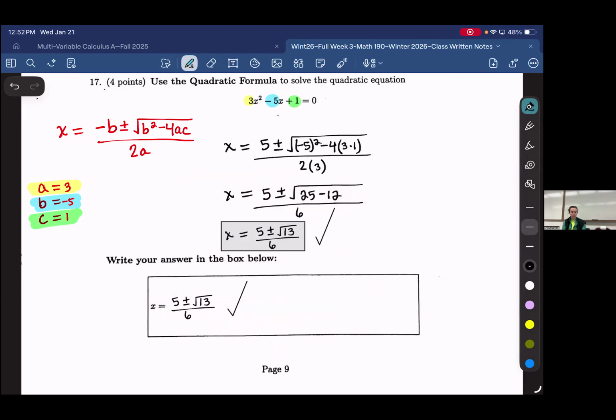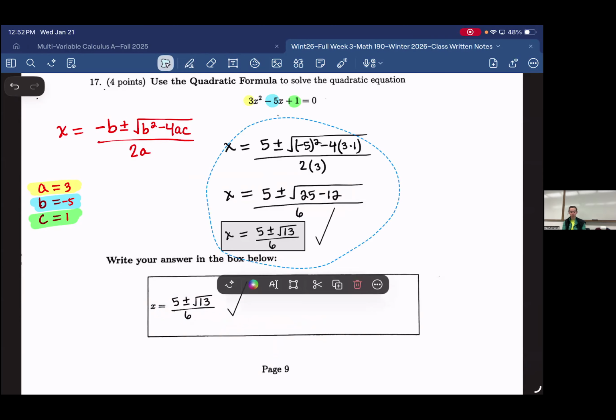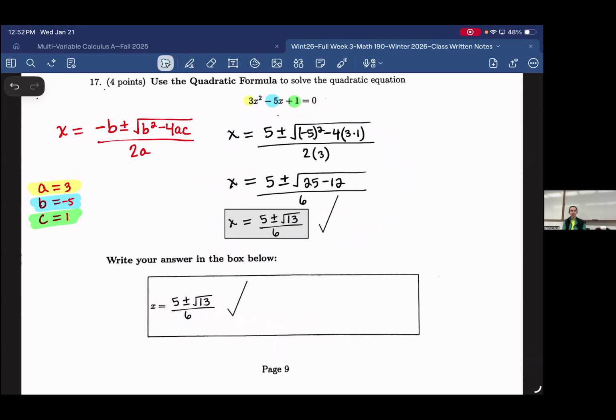On a scale of 1 to 5, how do you guys feel about quadratic formula at this point? Nice. All right, cool.